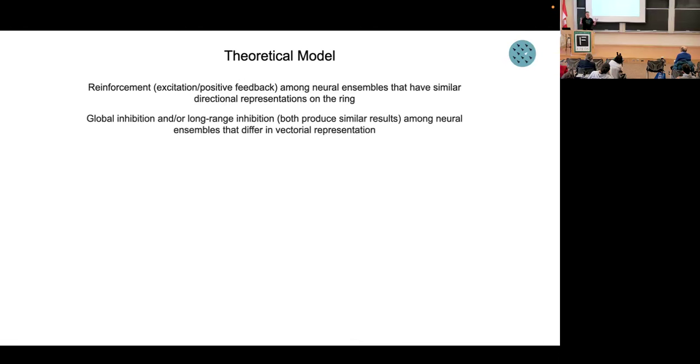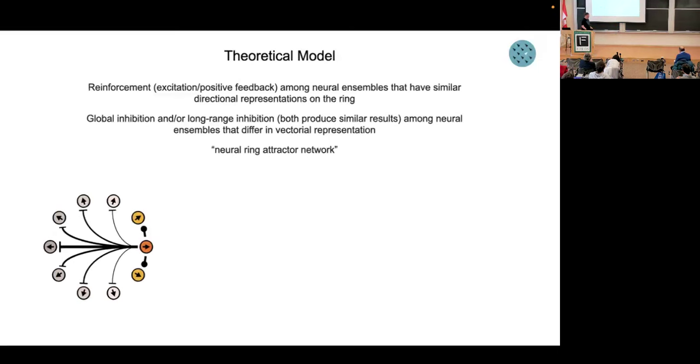This is not dissimilar to some of the direction selectivity we saw within the visual system earlier. And then there can be global inhibition and/or long-range inhibition. For today's purposes, they produce similar results, but there are some very interesting differences. And some animals like Drosophila have global, others have long range. But overall, we can think of this as a neural ring attractor network.